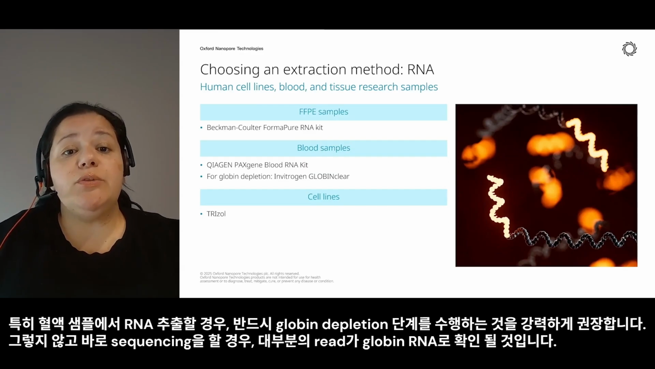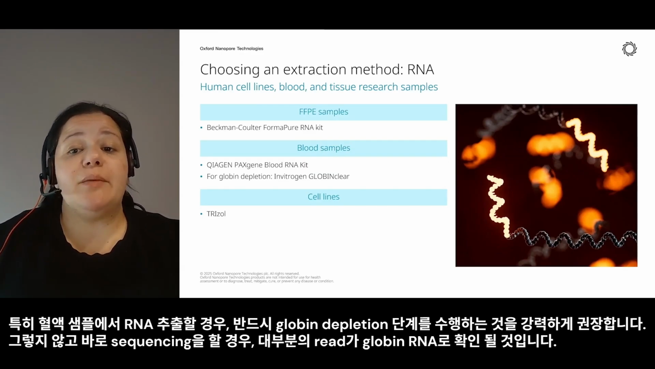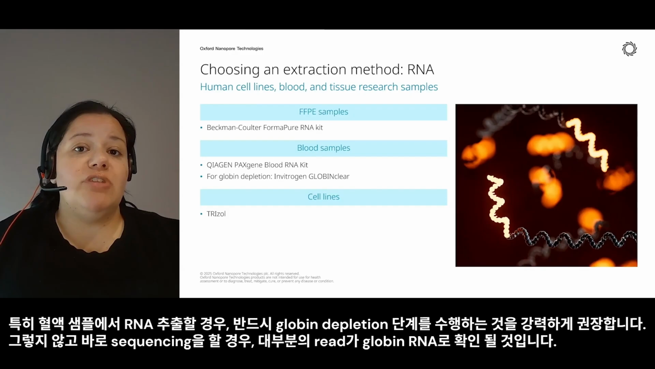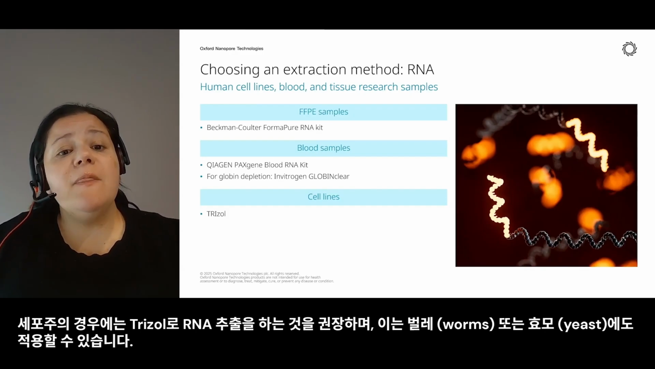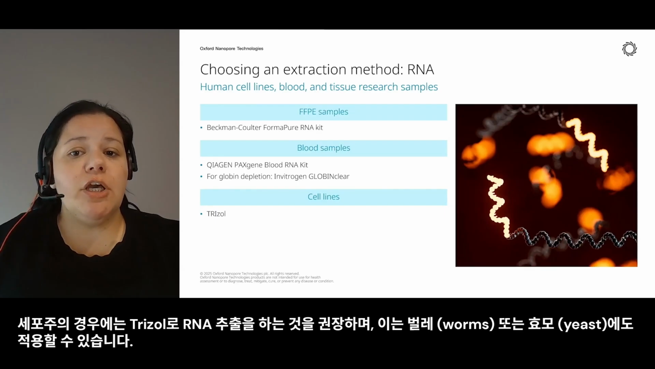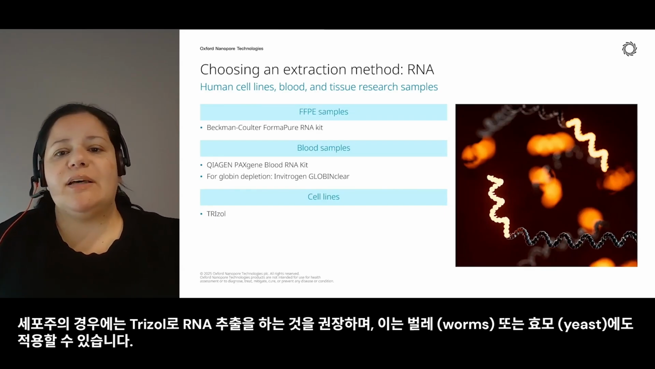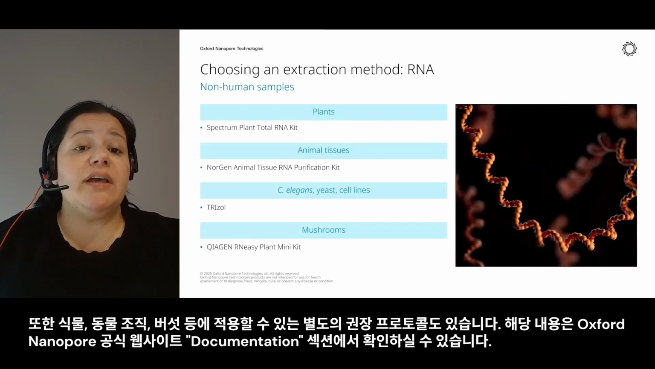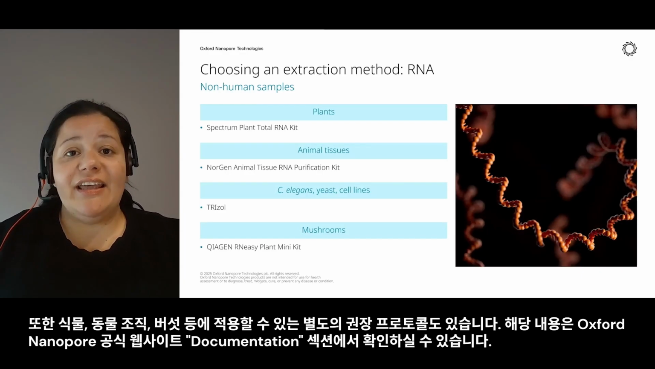And in the case of blood, we would really recommend that you perform a globin depletion step before you proceed to library preparation. So this is the case I mentioned previously, where if you sequence it as it is, without the globin depletion step, the majority of your reads will be globin. And then for cell lines, we recommend TRIzol, which can also be used for other samples like worms or yeast. Then we also have some specific recommendations for plants, animal tissues, and mushrooms. Again, you can find all of the protocols in the documentation section of our website.